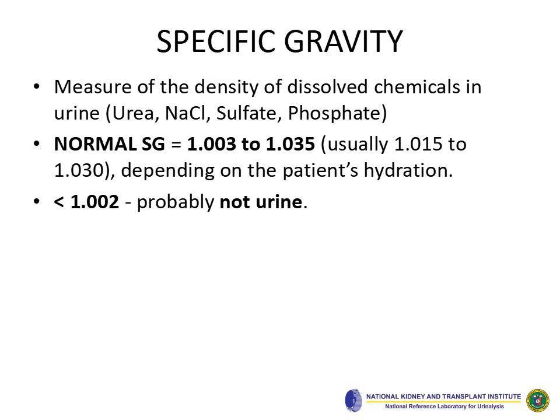Specific gravity is a reflection of the kidney's ability to concentrate urine. It is a measure of the density of dissolved chemicals in urine, such as urea, sodium chloride, sulfate, and phosphate. Normal specific gravity ranges from 1.003 to 1.035. A specimen with a specific gravity of less than 1.002 is probably not urine.